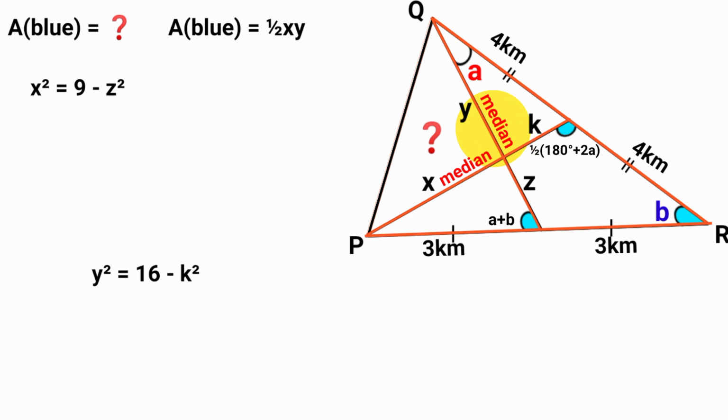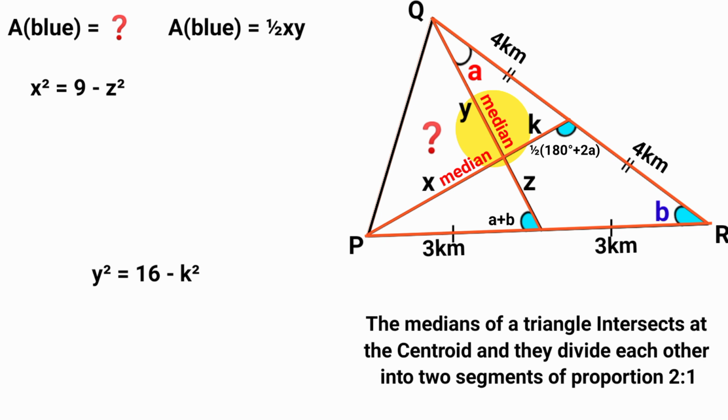Now there is a triangle rule that the medians of a triangle intersect at the centroid and divide each other in a specific proportion 2:1. That is, each median is divided into 2 segments such that one segment is twice the length of the other. So if we take this median here, we can see this segment is the longer segment. Therefore, it is twice the length of this side. So since its length is x and this is k, x equal to 2k.